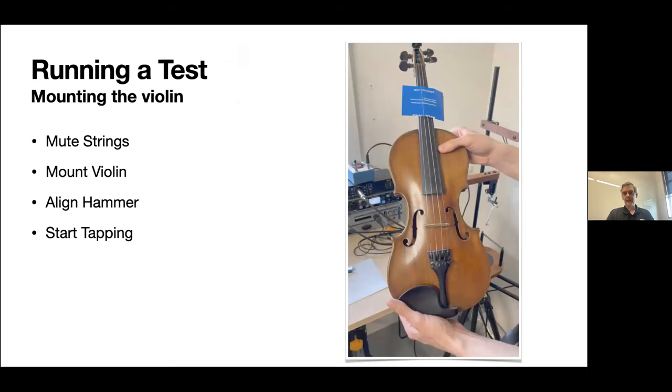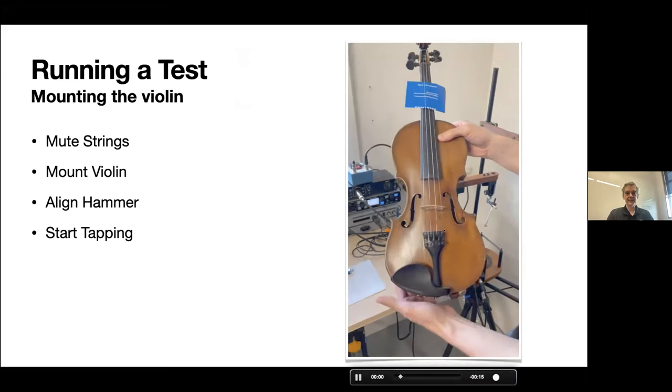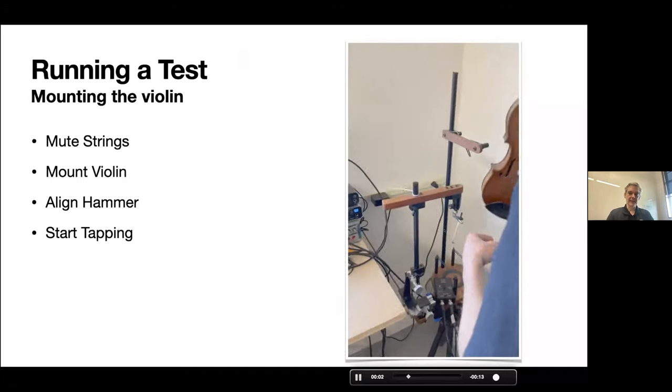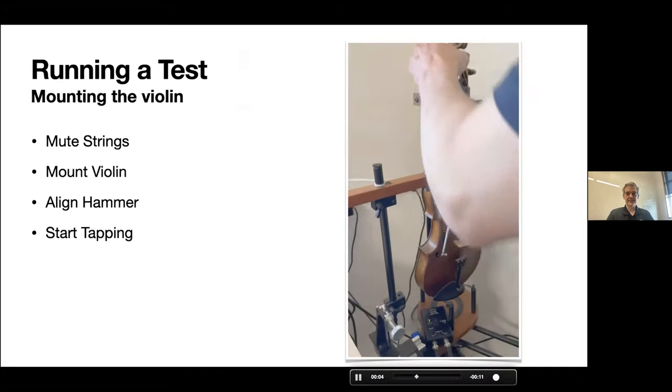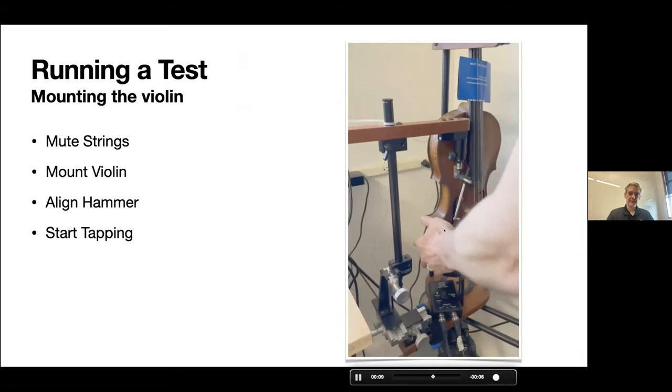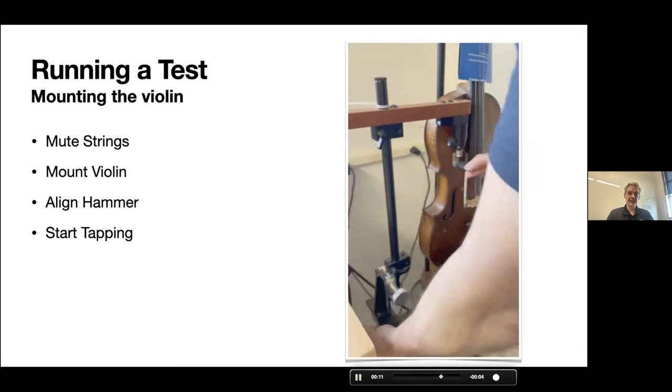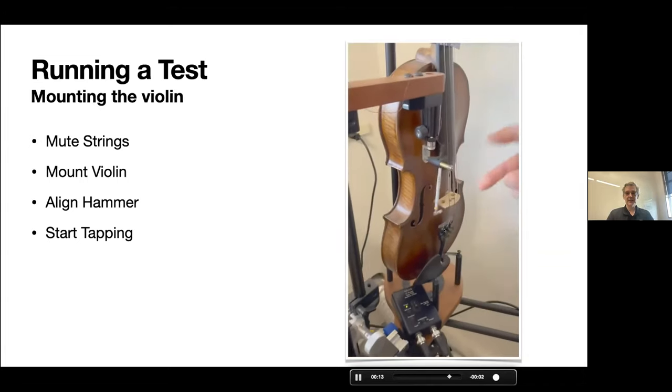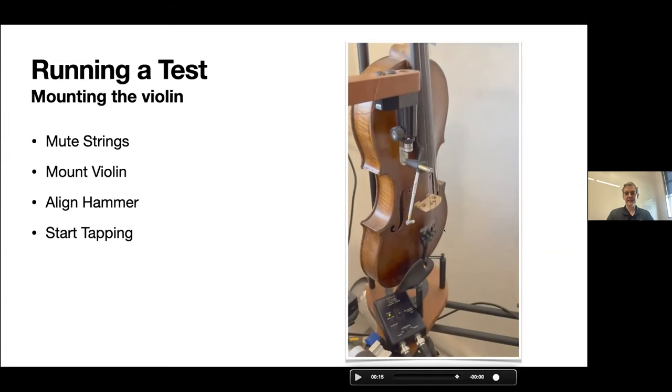So how do we run the tests? You basically put something in the strings to try and mute them. You mount the violin and then align the hammer. So take the violin, you mount it here. This is a model I hired, does a great job. Align the hammer, and then that's what a hit looks like, is exactly that.